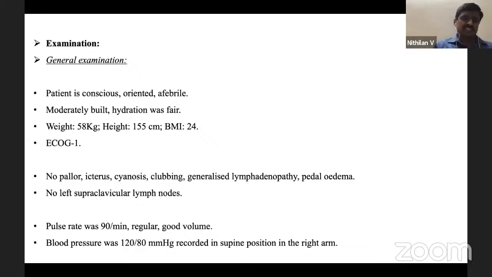Can I just add a point to that? Please. Yes, sir. Doctor, where will you look for this left supraclavicular node?